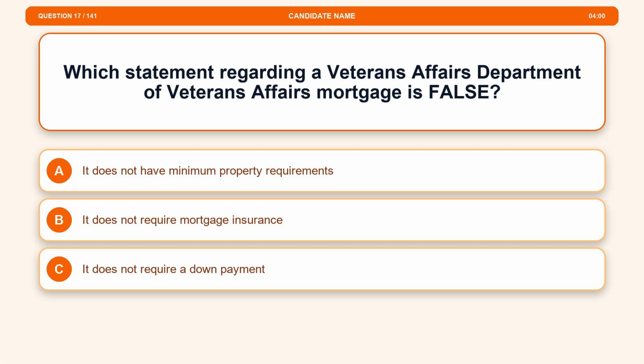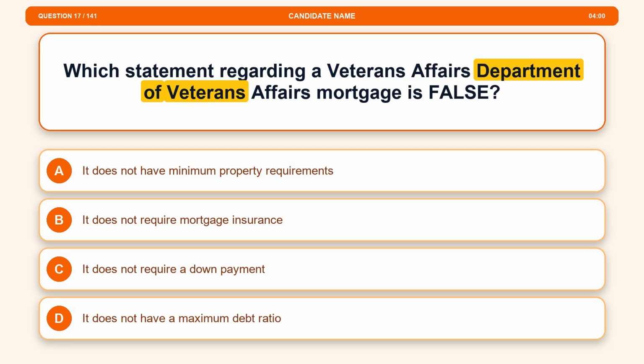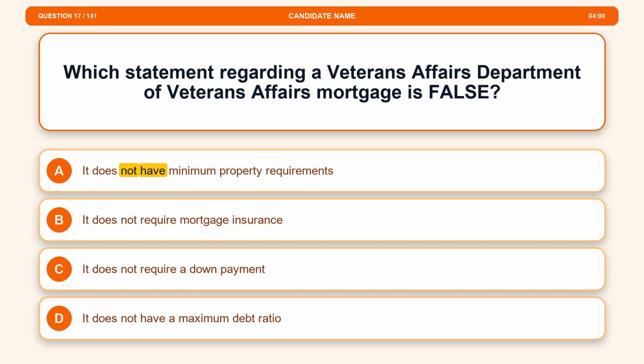Question 17. Which statement regarding a Department of Veterans Affairs mortgage is false? Option A, it does not have minimum property requirements. Option B, it does not require mortgage insurance. Option C, it does not require a down payment. Option D, it does not have a maximum debt ratio.